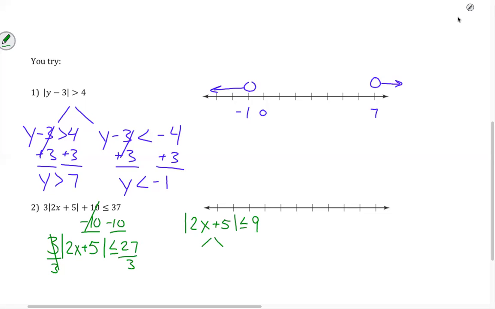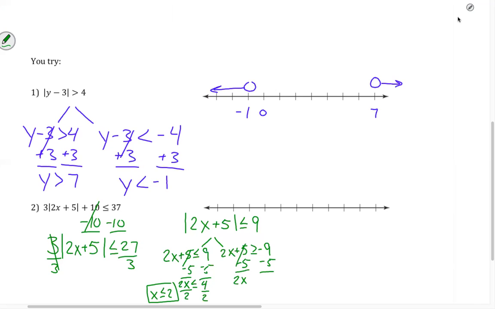And now I can break this apart. So 2x plus 5 is less than or equal to 9, and 2x plus 5 is greater than or equal to -9. When I subtract 5, I get 2x is less than or equal to 4. Divide by 2, you get x is less than or equal to 2. So I have that one inequality. Over here, I subtract 5. You're going to get 2x is greater than or equal to -14. Divide by 2, and you get your other inequality of x is greater than or equal to -7.